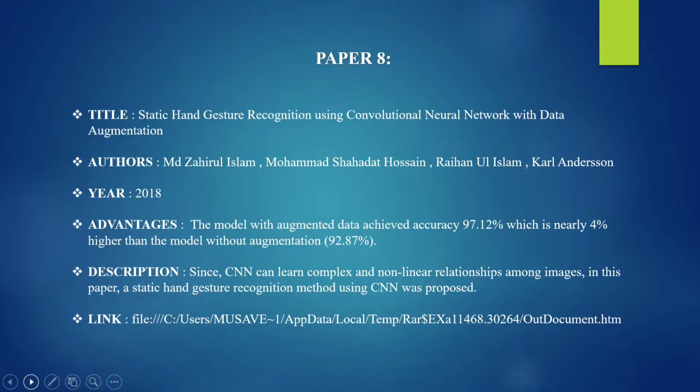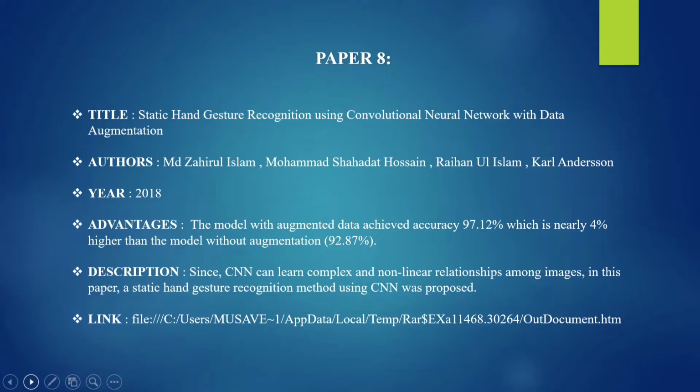And in this paper, the gestures vary in orientation and shapes from person to person. So non-linearity exists in the problem. Recent research has proved the supremacy of convolutional neural networks for image representation and classification. Since CNN can learn the complex and non-linear relationship among the image, in this paper, a static hand gesture recognition method using CNN was proposed.